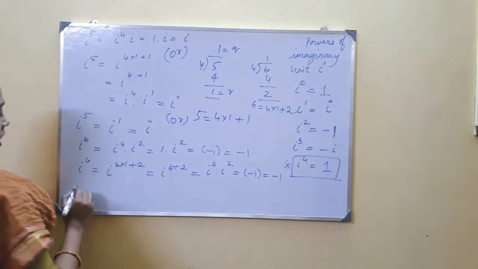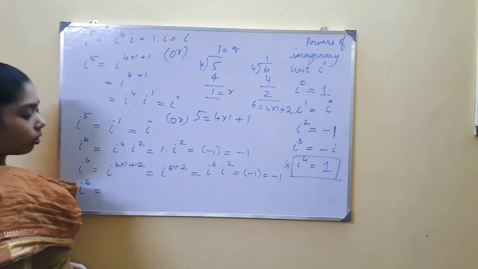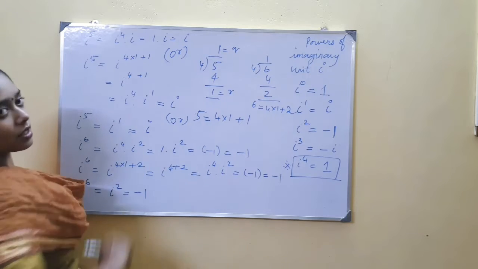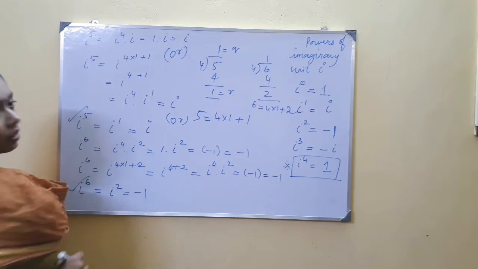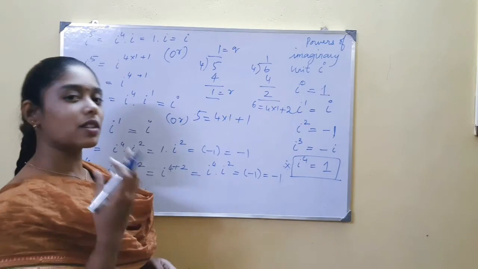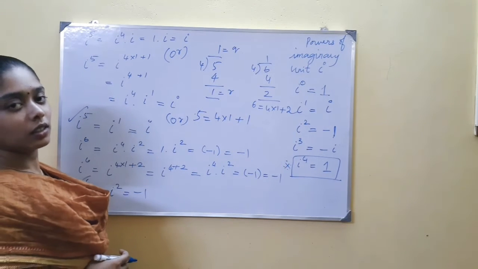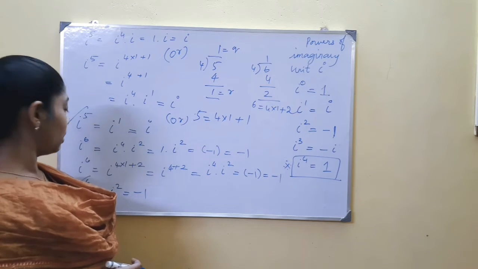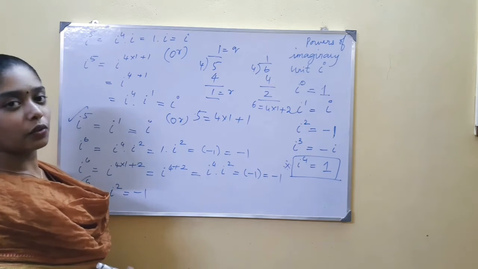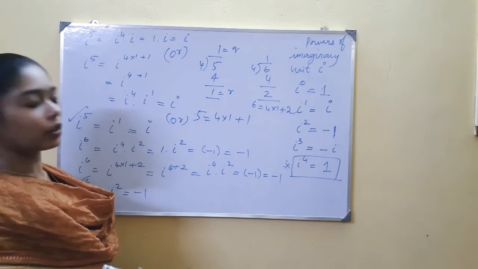Now the third way. i power 6. What is the remainder you will get when 6 is divided by 4? You will get remainder 2, no? Directly you will get the answer. So which method is easy for us? The third one. Whenever they ask you to find i to the power some number, some integer or natural number, you can simply divide that number by 4 and write the remainder value. You will get the solution directly.